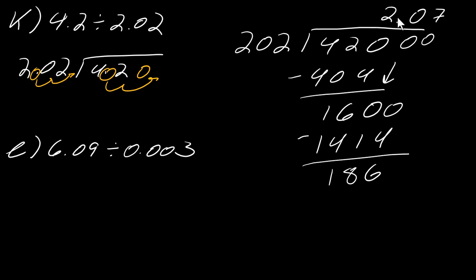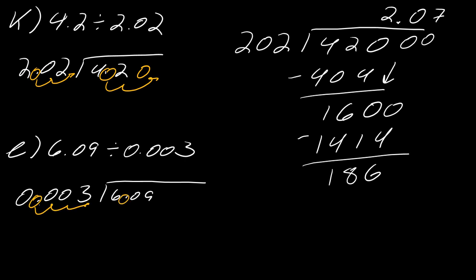Okay, so for the last problem, now I've got 0.003 into 6.09. So now I'm going to move this decimal, let's see, grab a different color. This 1, 2, 3 spots. So I'm going to move this also 1, 2, 3 spots. So now I need to figure out how many times 3 goes into 6090.